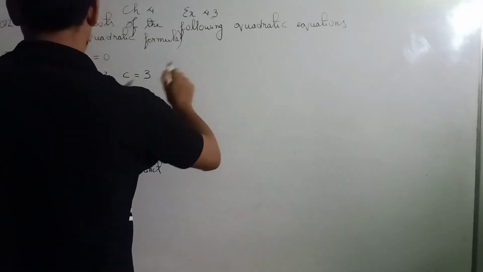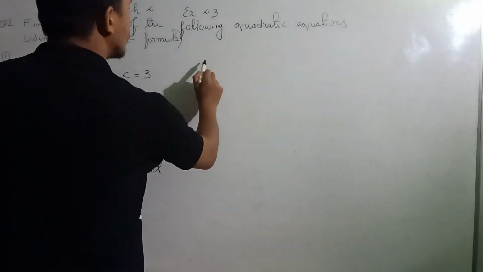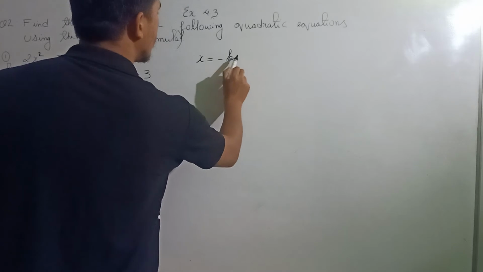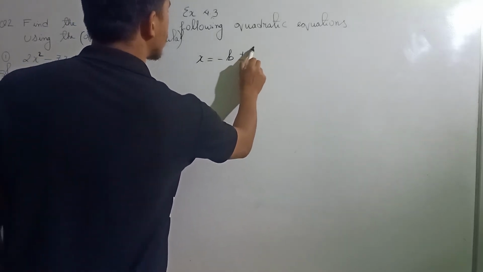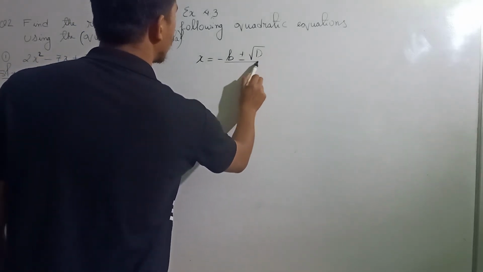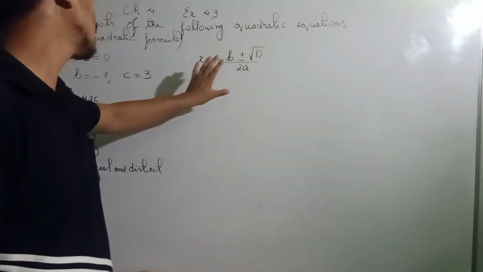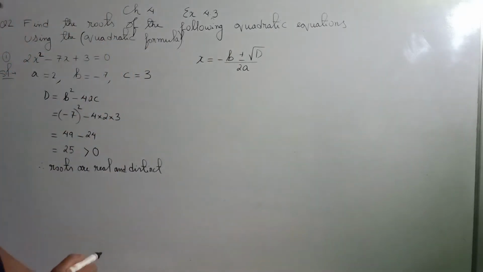So let's find the roots using the formula x equals minus b plus minus square root of d upon twice of a. This formula is known as the quadratic formula. Using this formula, we obtain the roots.